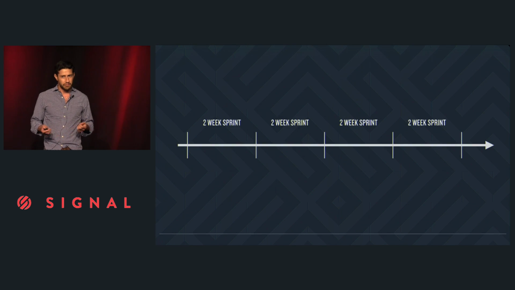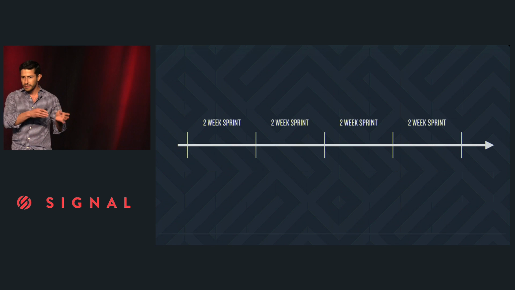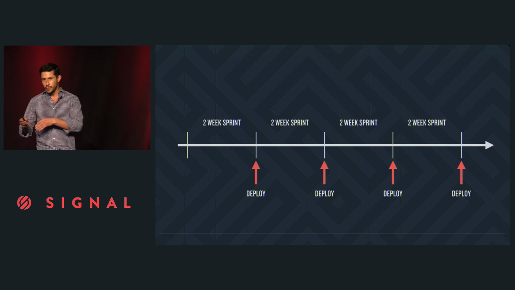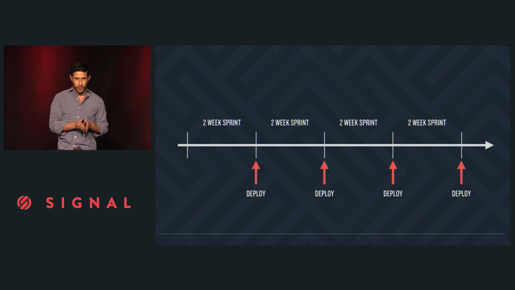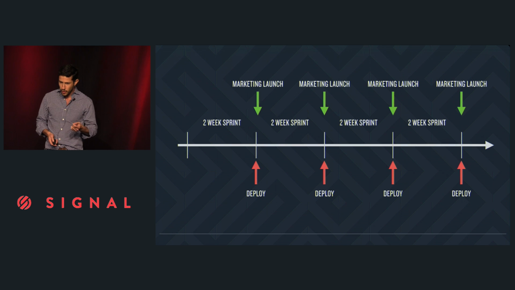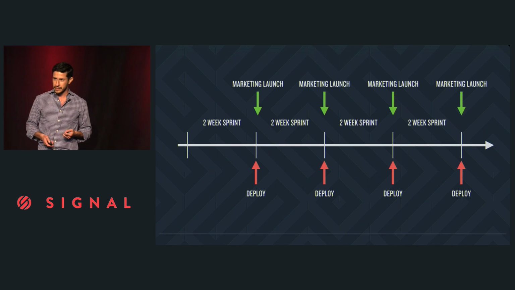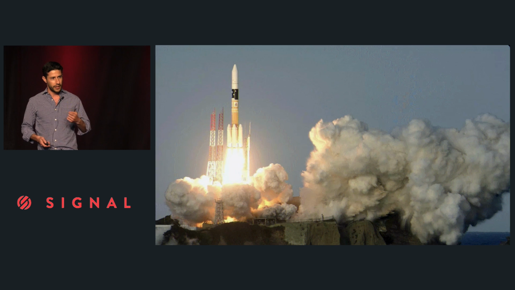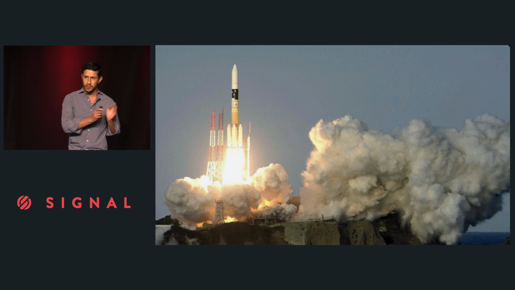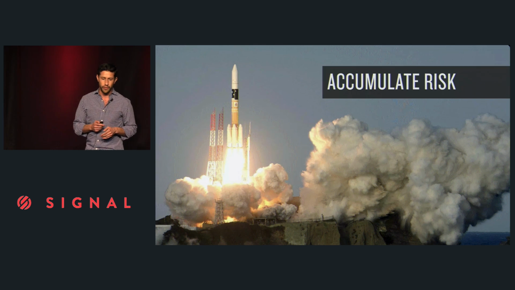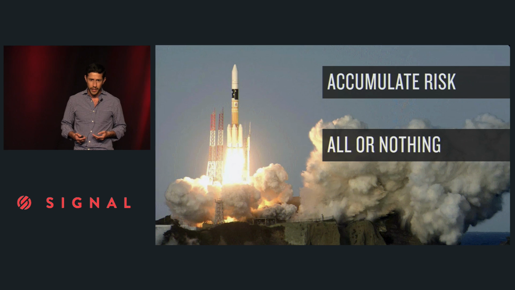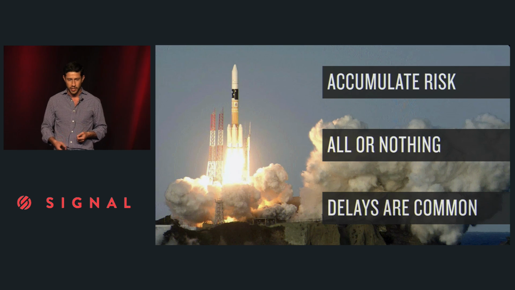But when you look at a traditional Agile team in 2 or 3 week sprints, it looks something like this. At the end of every sprint, you deploy. That leaves you with one window to do a marketing launch that is aligned with your sprints and with your deployments. This model has one problem, and it's like a rocket launch. It's kind of like an all or nothing. It accumulates a lot of risk. It accumulates all the risk of 2 or 3 weeks worth of code. It's an all or nothing, and then if you miss, you miss the entire sprint.